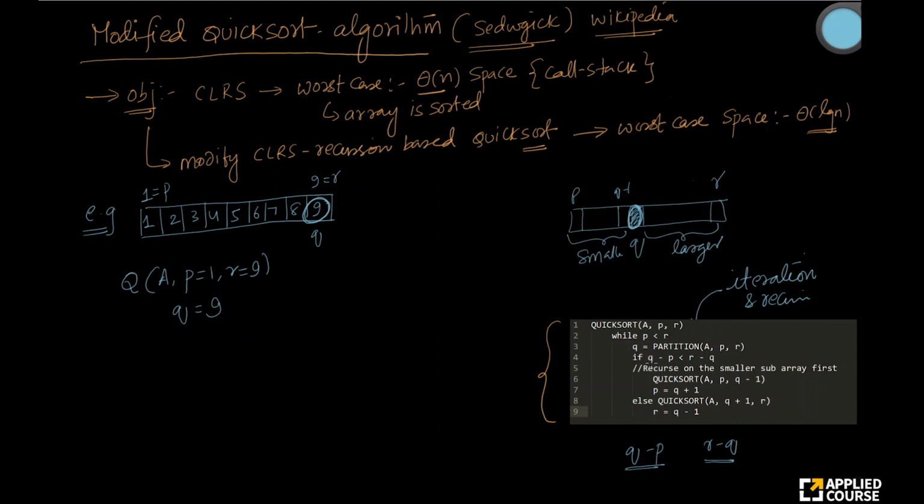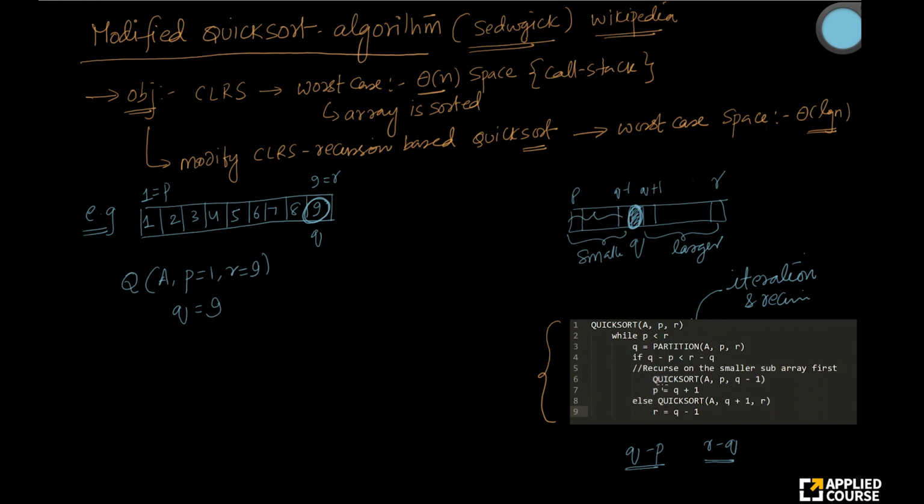So it's saying, if the left array is smaller than the right array, then perform the quicksort on the left subarray, because P and Q minus 1, this is Q minus 1, this is Q, and this is Q plus 1, right? So if the left subarray is smaller, then perform the quicksort on this subarray. Otherwise, there is also this else condition.